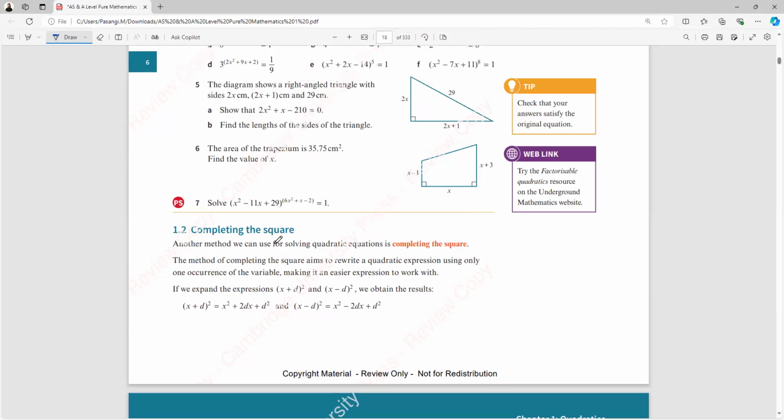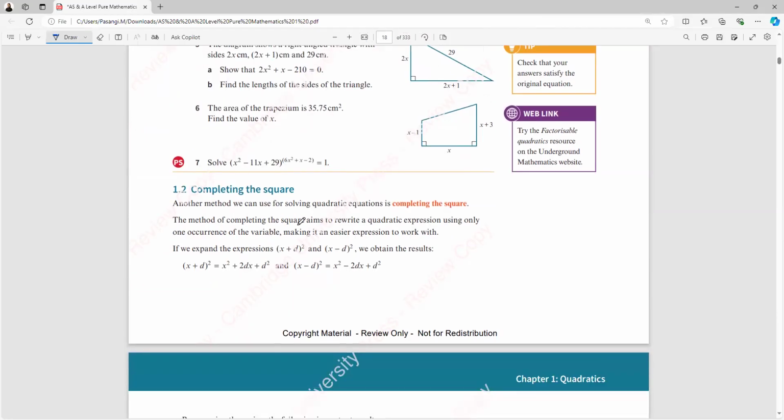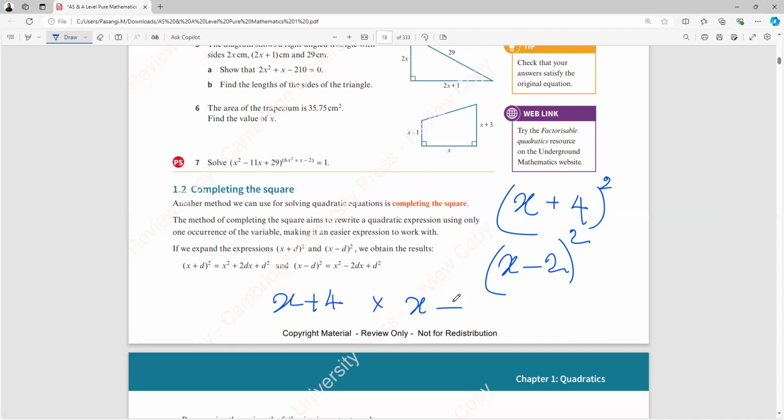Okay. So now the completing squares method is another method with which we can find the values for x. Another method we can use for solving a quadratic equation is completing squares. An example is x plus 4 completed squared, or x minus 2 completed squared. For these types of expressions, we call them completing squares. That means x plus 4 should be multiplied by x plus 4 itself.